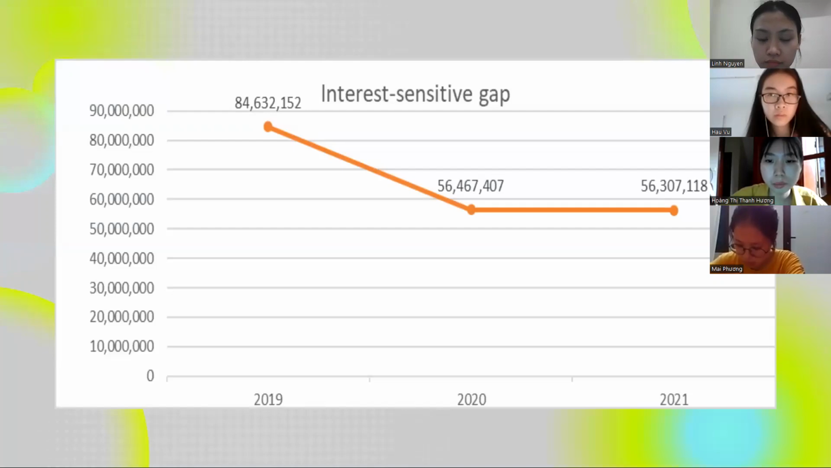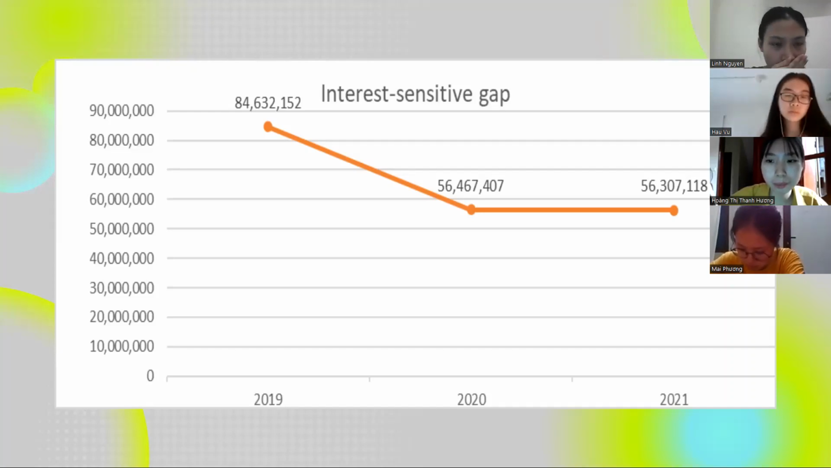From the chart, we can easily see that all values are positive, so BIDV has a positive gap during the 3 years from 2019 to 2021. However, as a result of COVID-19, the interest sensitive gap shrank by roughly 30 million Vietnam dong in 2020 and subsequently by 0.1 million Vietnam dong in 2021.